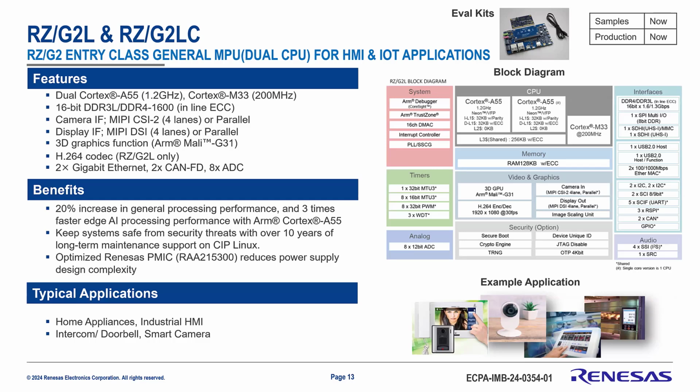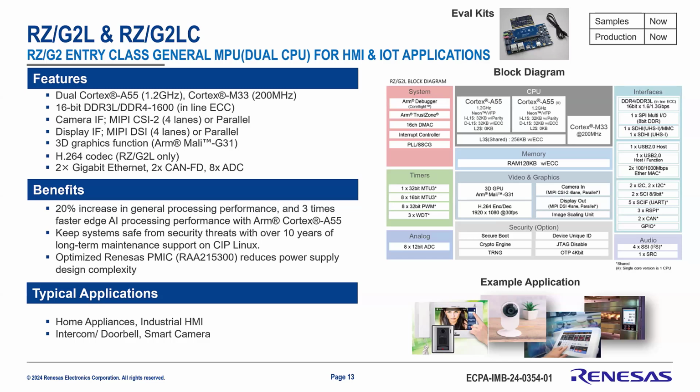H.264 codec on the G2L only. The G2LC does not have that. And in terms of interfaces, we have 2 gigabit Ethernets, 2 CAN FDs, and 8 analog-to-digital converters. So some of the benefits are a 20% increase in general processing performance from the A55 core versus the A53, and 3 times faster edge AI performance capability with the A55 core.